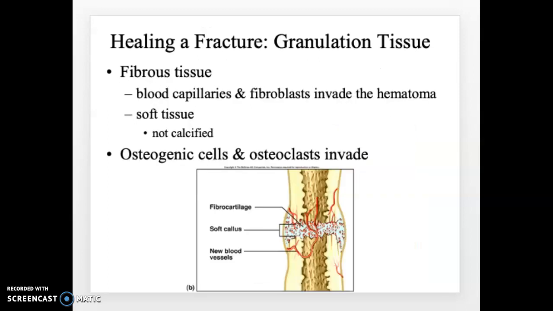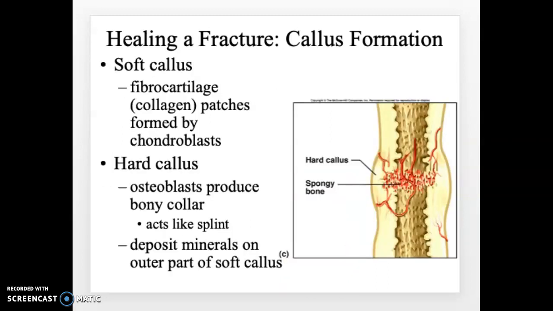Second thing that happens is fibrous tissue starts to form on the outside, and this forms like a soft tissue here to kind of protect the bone. Then the osteogenic cells, the osteoprogenitors, and the osteoclasts come in, and the soft callus then forms by the chondroblasts, and then the hard callus comes in and kind of acts as a splint. It forms this callus around, which allows the inside to start remodeling.